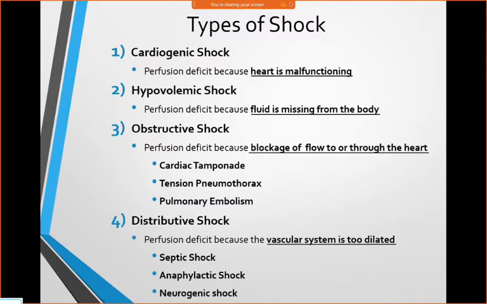So most of it is a perfusion deficit. It means your organs are not being perfused for some reason, and usually lack of perfusion means a low blood pressure. Most end-stage shocks are low blood pressure. So what we're going to talk about are the types of shock, which we've already covered. Cardiogenic shock is, again, when the heart is malfunctioning. It's also known as acute heart failure.